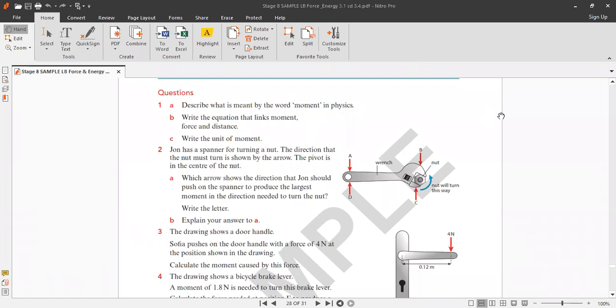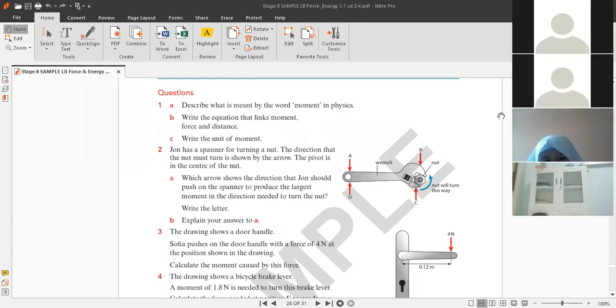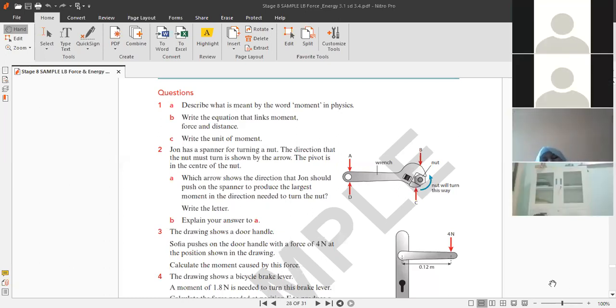Now I go to the other. Mas Ganendra. Assalamualaikum, Mas Ganendra. Waalaikumsalam. How are you today, Mas Ganendra? I'm fine. Okay, good. Mas Ganendra, now your turn to answer number 1.B. Please read the question. Write the equation that links moment, force, and distance.